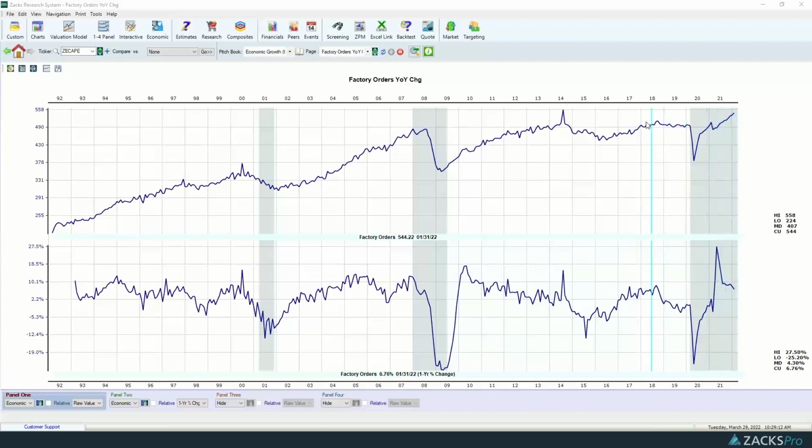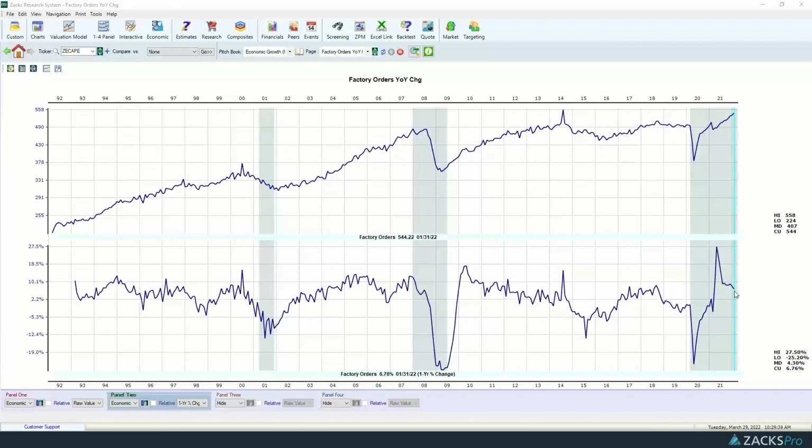So as long as we see factory orders remain strong and at trend growth, you can see this on the bottom panel is the year-over-year percent change. That's coming in at 6.76%. That's essentially at the upper end of where we have been this entire post-2008 period. It is trending down, but again, that's mainly because we are rallying off of a very depressed base.